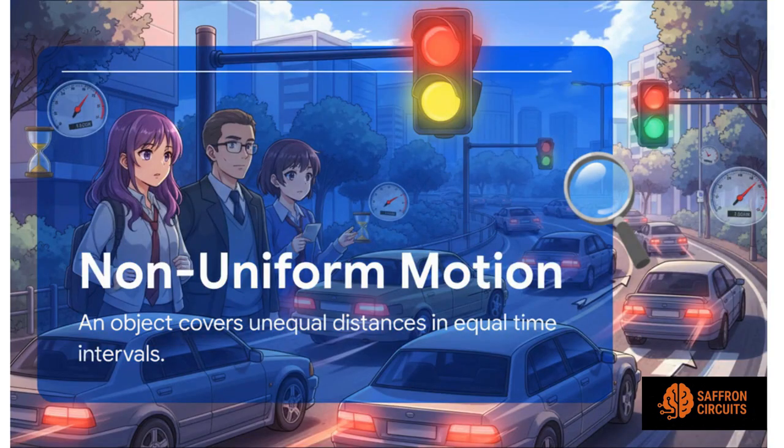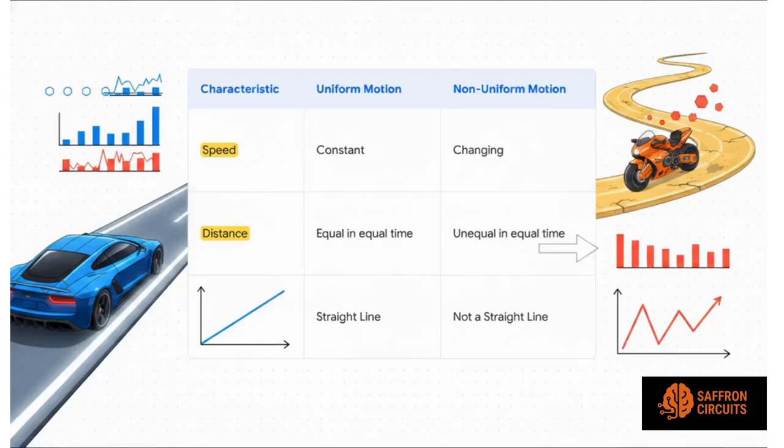And then there's city traffic. You know how it is. In 1 minute, you might only move a few feet. The next minute, you're stopped at a red light and go nowhere. Then the light turns green and you floor it, covering a whole block. The time intervals, 1 minute, are the same, but the distance you travel is all over the place. That's non-uniform motion.